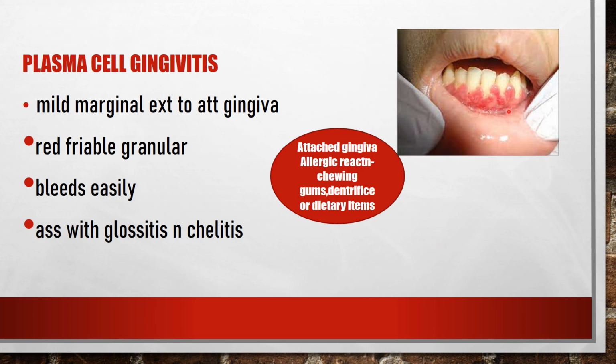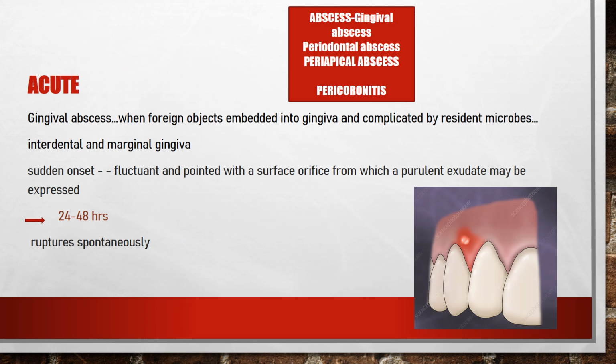That is a peculiarity with plasma cell gingivitis, and it usually occurs as an allergic reaction to chewing gums, dentifrices, or dietary items. So that comes under chronic inflammatory gingival enlargement. Then comes acute gingival enlargement. Under that, there are abscesses like gingival abscess, periodontal abscess, periapical abscess, or pericoronitis.